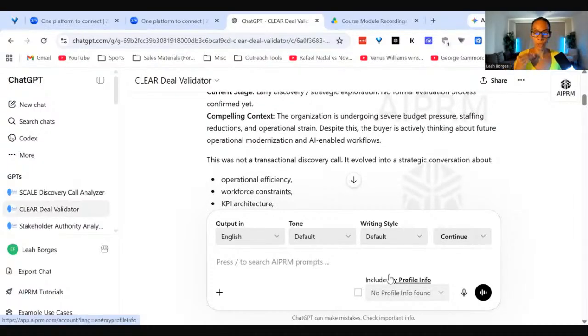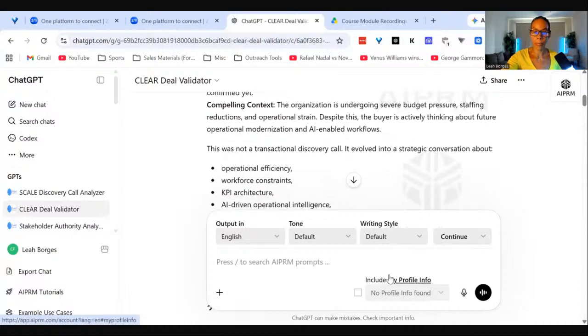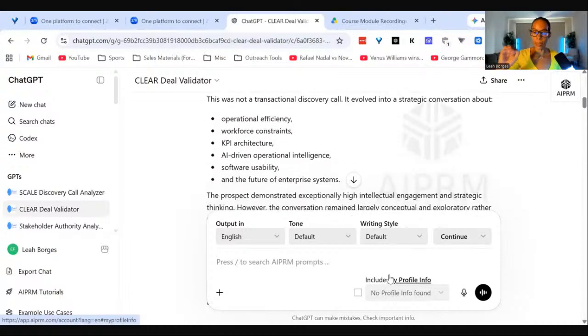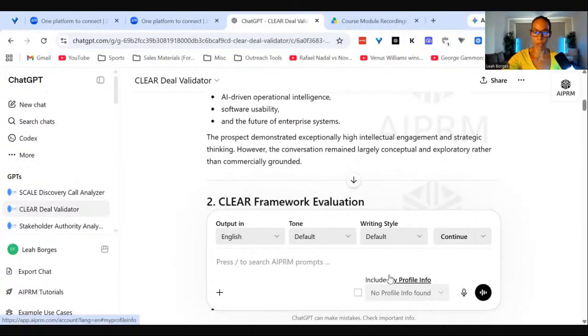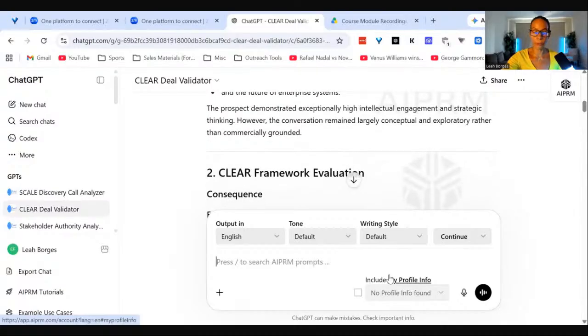So a lot of times, we'll hear what's the compelling event, right? So I programmed in here, it's going to give you what the compelling context is if we have that information. If not, it's going to skip it altogether. And it's saying this was not a transactional call, it evolved into a strategic conversation. So these are the areas that it identified: operational efficiency, workforce constraints, KPI architecture, et cetera, et cetera.